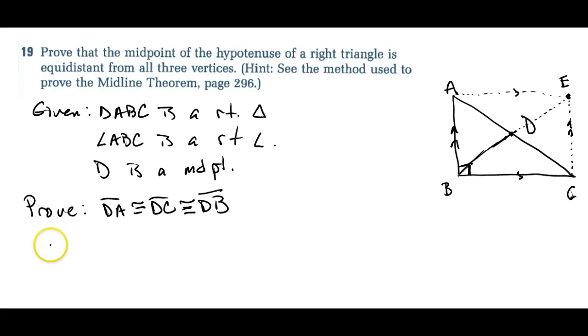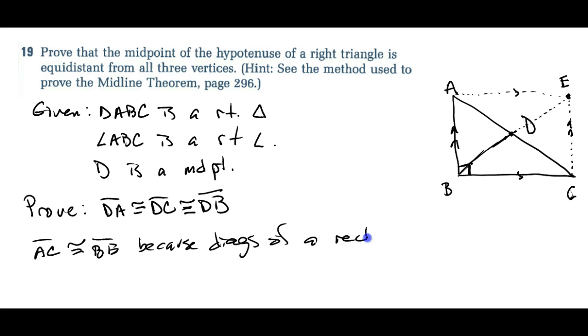So you'll have to write some stuff to say that you're drawing in AE parallel to BC and drawing in EC parallel to AB, and then some stuff proving that it's a rectangle. And then once you get that it's a rectangle, and you have these two diagonals, we can say that AC is congruent to BE because diagonals of a rectangle are congruent.